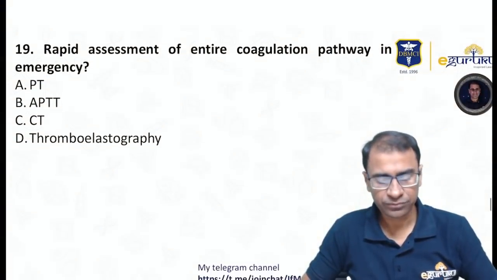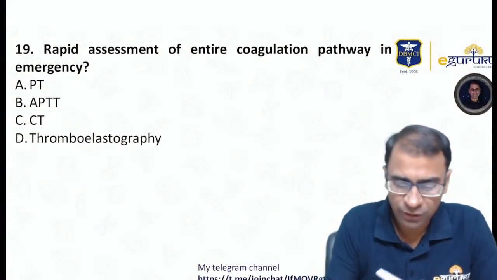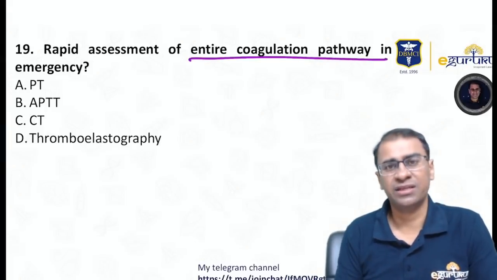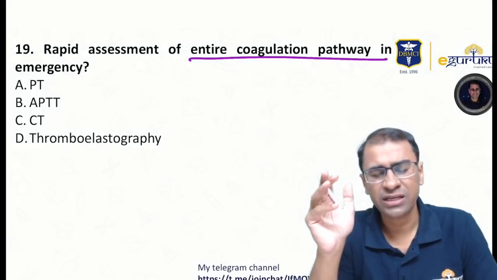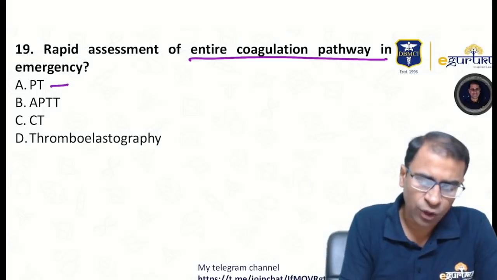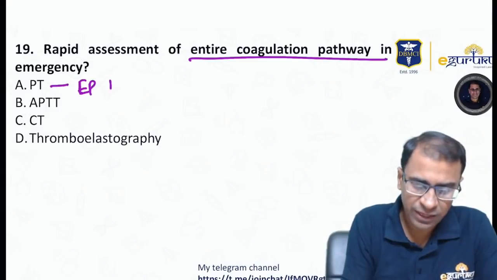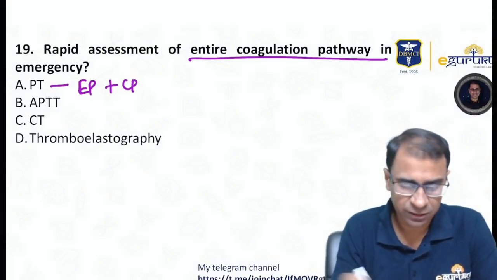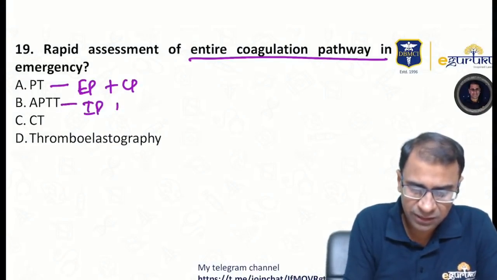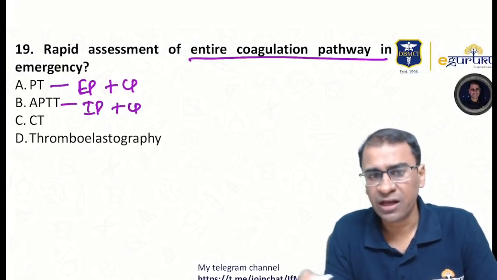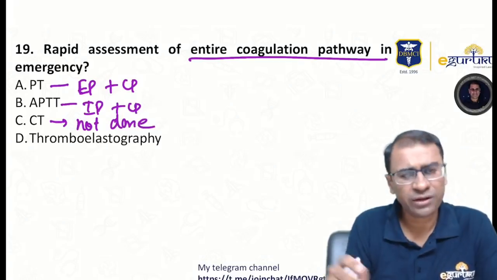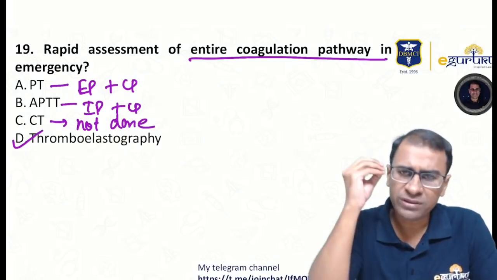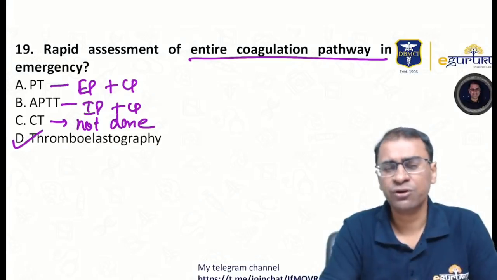Yes, so it's a bit tricky question, but this is all a factual question if you can remember it. Okay, rapid assessment of the entire coagulation pathway in emergency. I know that most of you would have marked something else, but I'm telling you guys, just look at the options. PT, it is used for extrinsic pathway and the common pathway. You're not measuring intrinsic pathway. APTT, intrinsic pathway, common pathway. You're not measuring the extrinsic pathway here. CT is not done at all nowadays. If you go with simply excluding the option, you get the answer.